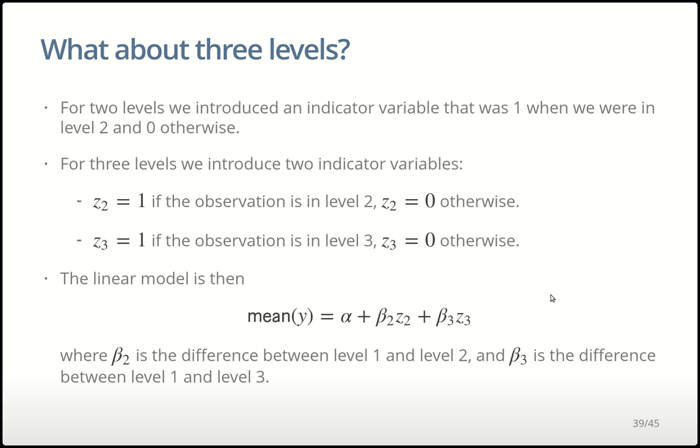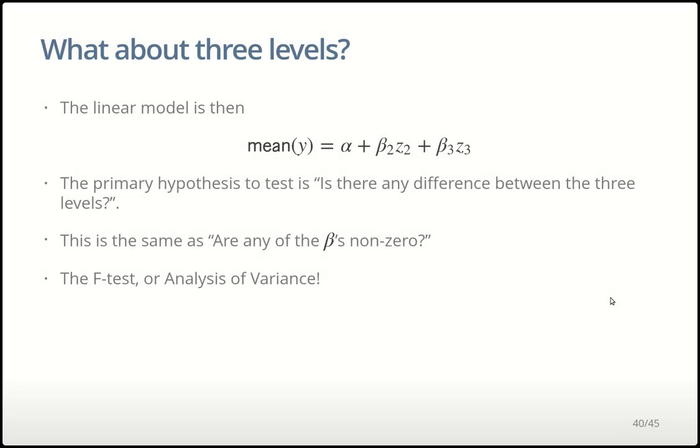Okay? So again, we can assess, is the second group different to the first group just by assessing whether beta 2 is 0 or not. And we can assess whether the third group is different to the first group by assessing whether beta 3 is 0 or not. But of course, the primary hypothesis to test here isn't if group 2 is different from group 1, or group 3 is different from group 1, or group 3 is different from group 2. Instead, we want to test, are any of the groups different? Right?